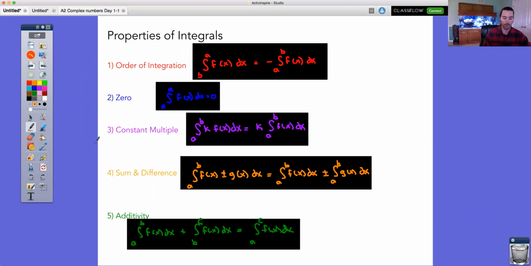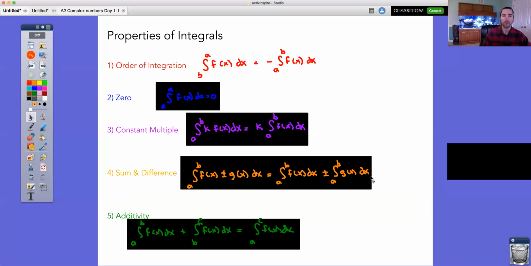All right, I've got some properties of integrals I want to talk about. I've got them highlighted here, and I'm going to move these away as I talk about them. There are these 5 that we need to know. Here's the first one, order of integration. If I go too quick, you can just hit pause at any point and write down what you need to write down. But try to listen to me and not write at the same time.